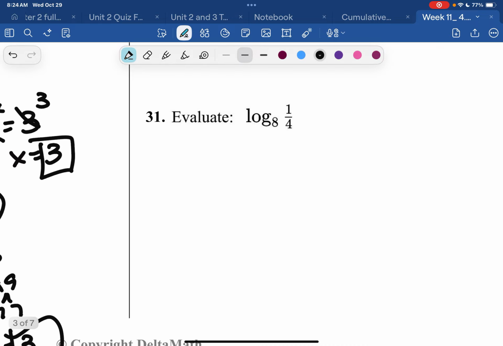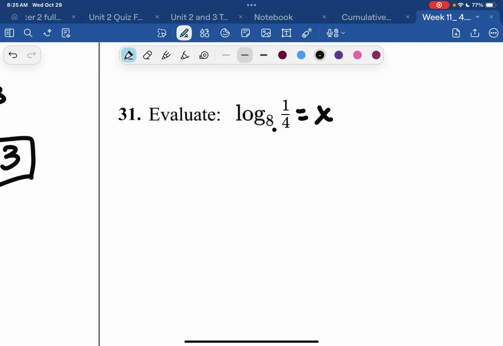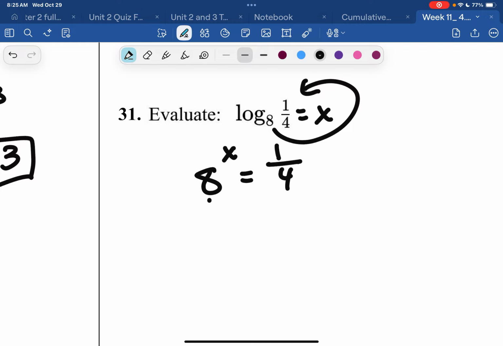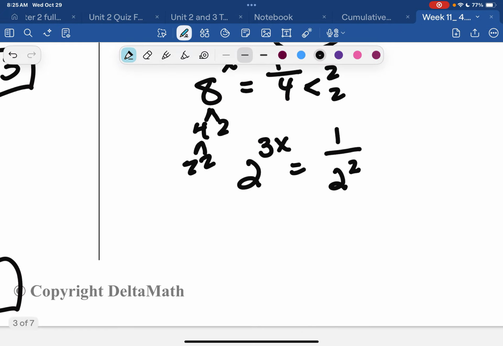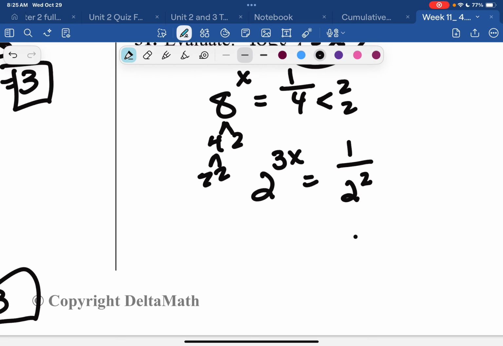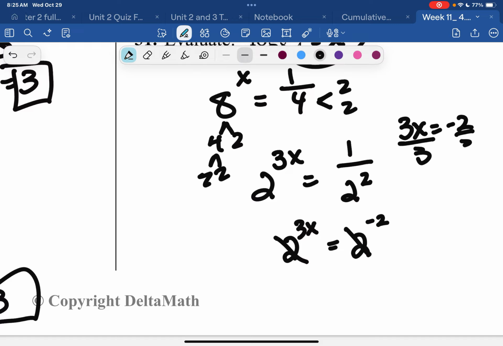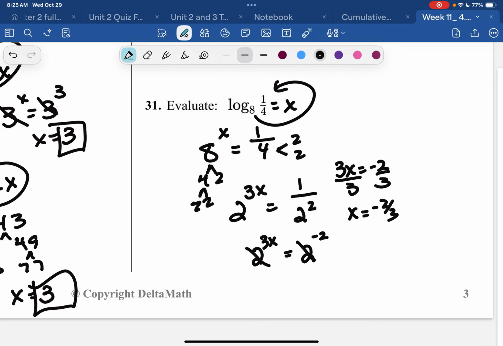I'm going to do one of these with a fraction. Say equals x. 8 to the x equals 1/4. We break it down to the same number. That's 4 and 2 and 2 and 2. So 8 is 2 to the third x. And then 4 is 2 and 2. So that's 1/2 squared. And remember that if it's on the bottom, you move it to the top by making it a negative exponent. Negative exponents move from one side to the other. 2's cancel. So then you would have 3x equals negative 2. Divide by 3. X is negative 2/3.